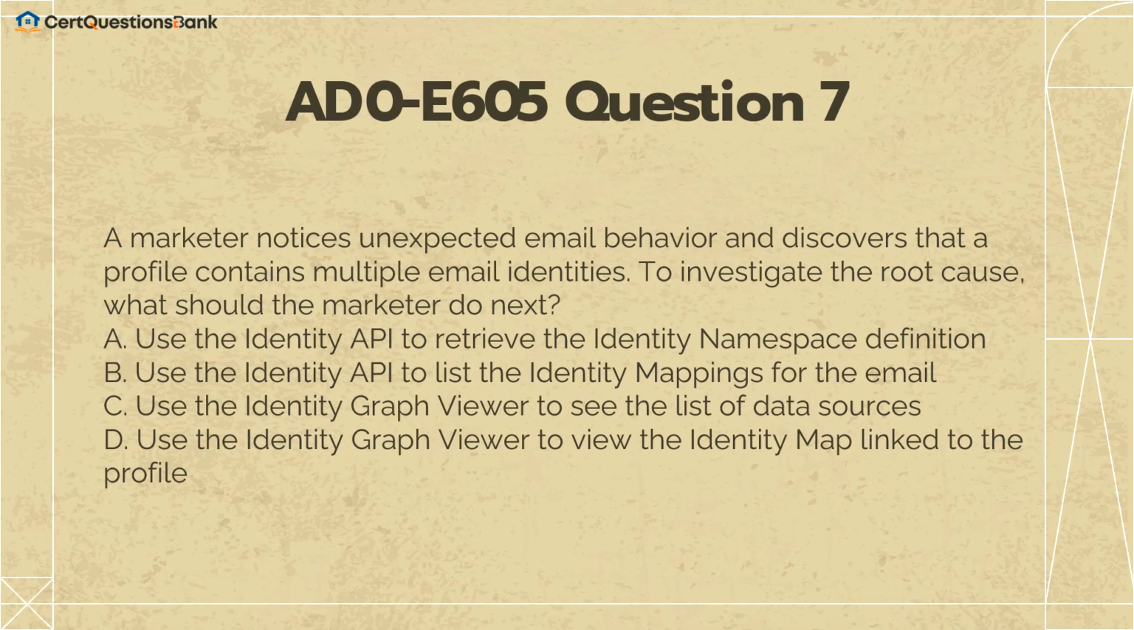This directly impacts both licensed profile limits and profile storage size. A marketer notices unexpected email behavior and discovers that a profile contains multiple email identities. To investigate the root cause, what should the marketer do next? A. Use the Identity API to retrieve the identity namespace definition. B. Use the Identity API to list the identity mappings for the email. C. Use the Identity Graph Viewer to see the list of data sources. D. Use the Identity Graph Viewer to view the identity map linked to the profile.